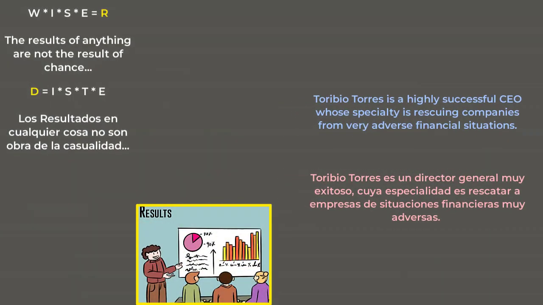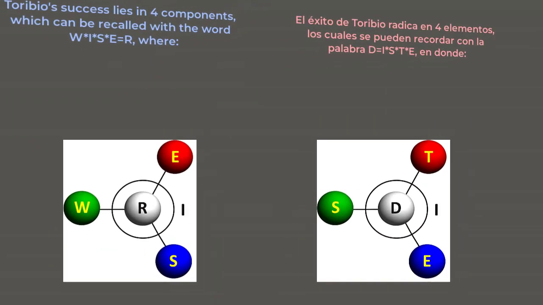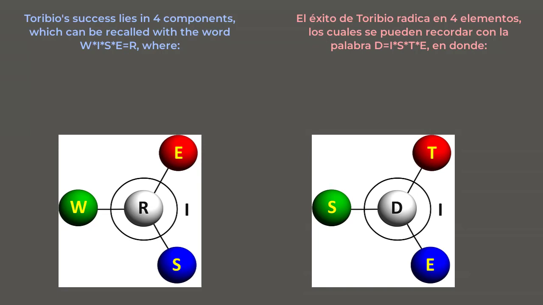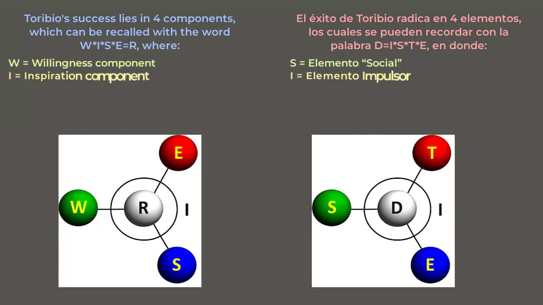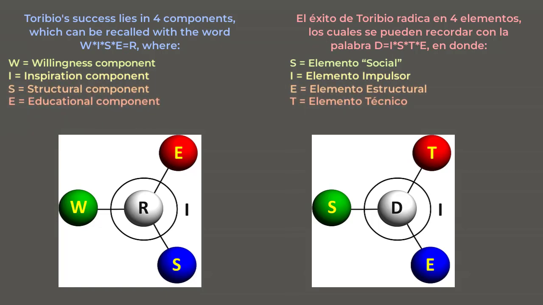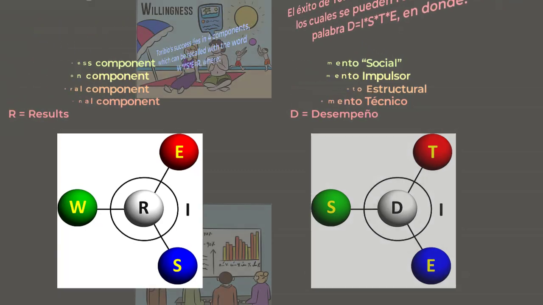Toribio Torres is a highly successful CEO whose specialty is rescuing companies from very adverse financial situations. Toribio's success lies in 4 components, which can be recalled with the word WISER, where W is the willingness component, I the inspirational component, S the structural component, E the educational component, and R results.